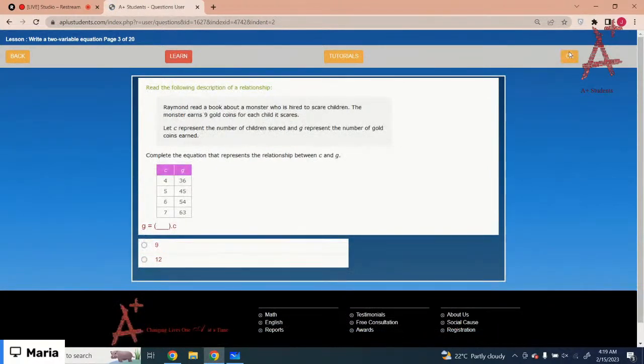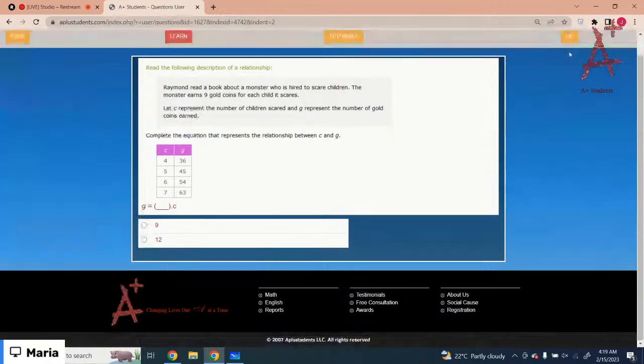Okay, the next one is Raymond read a book about a monster who is hired to scare children. The monster earns 9 gold coins for each child it scares. Let C represent the number of children scared and G represent the number of gold coins earned. So the equation would be G equals some number times C.